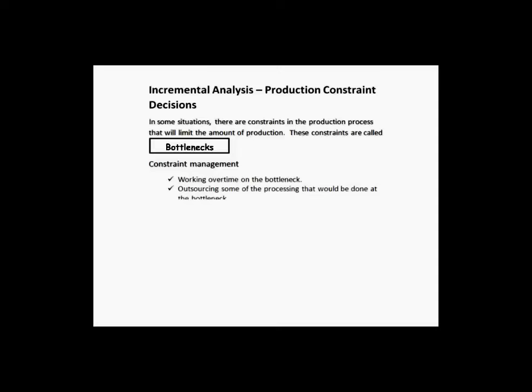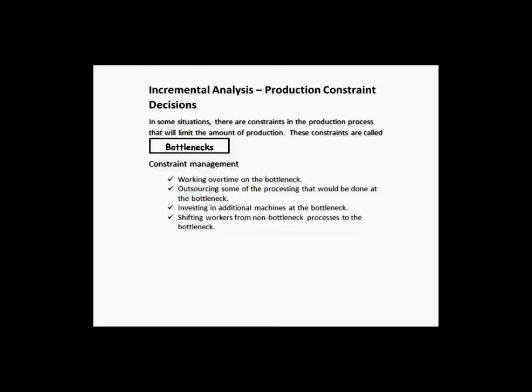Outsourcing some of the processing that would have been done at the bottleneck. Obviously, if you have a machine that's limited in capacity, you could buy some of those extra products that you're processing through another provider and supplement your production around the bottleneck. Obviously, one of the most obvious solutions is you can invest in additional machines at the bottleneck to basically supplement the bottleneck machine's production.